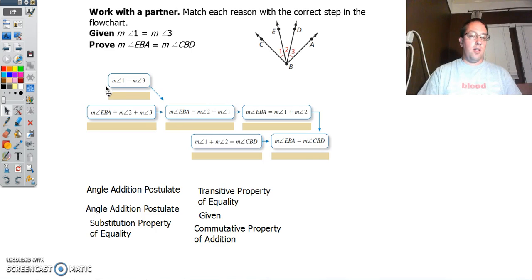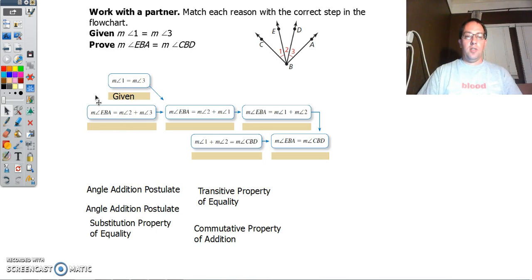Okay, so now you're back. We have statement number 1 here. Measure of angle 1 equals the measure of angle 3. How do we know that? We know that because it's given to us. They gave it to us right here, and they marked it on the diagram. Those are equal to each other, and so that is given to us.